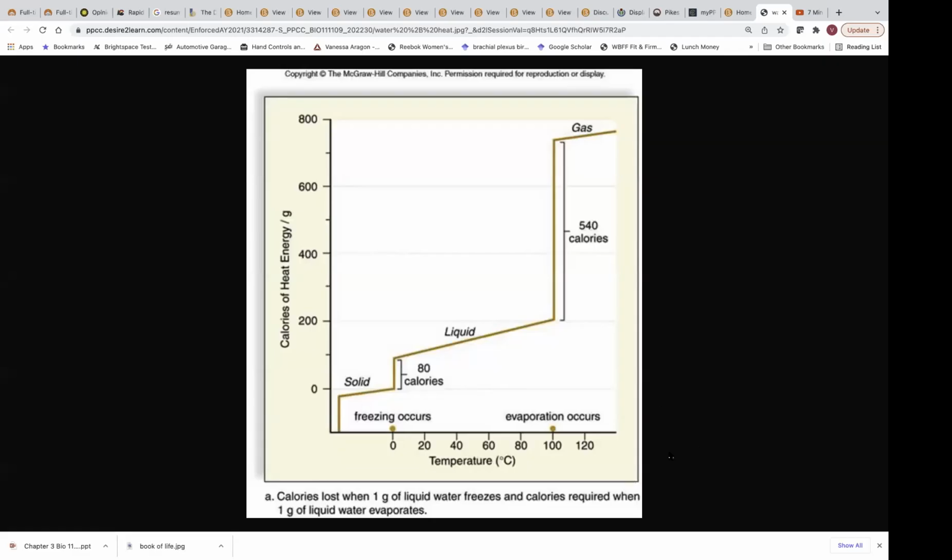Okay, so let's go ahead and look at this chart. This chart is a great chart to illustrate how it takes 1 calorie of energy per 1 gram of water to increase the temperature by 1 degree Celsius. Okay, so just looking at this chart, number one, let's get some perspective.